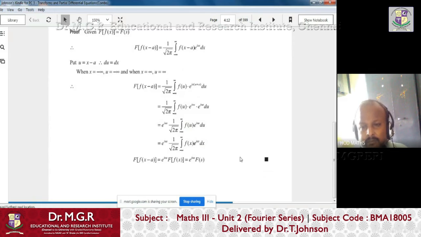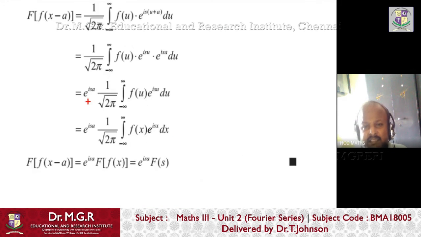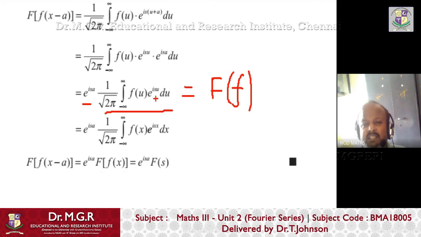Now e power ias is outside, and f of u e power isu du is inside. Now look at this. What is this? This is nothing but the definition of the Fourier transform of f, right? Whether it is x or u, that is a running variable. Originally the running variable is x, but here it is u. So by definition, you can simply write e power isa times the Fourier transform of the given function, that is f of s.